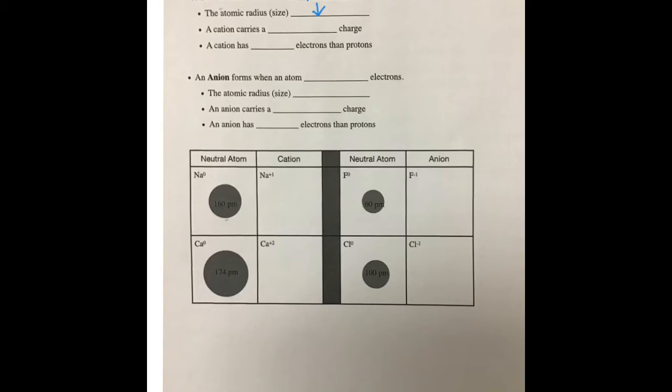A cation has fewer electrons than protons, and as a result, more positive charges, protons, than electrons, negative charges. The cation carries a plus charge. So a neutral atom is when your number of electrons equals your number of protons. And in a cation, your number of electrons is less than the number of protons.